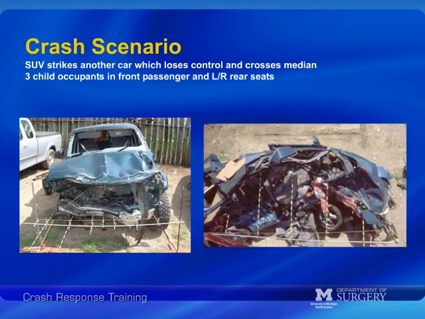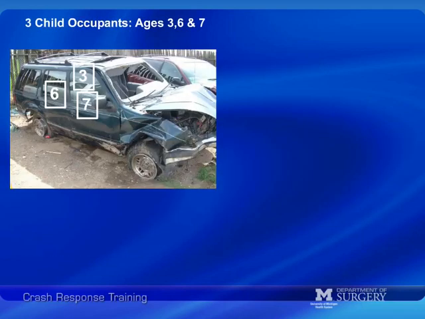The SUV on the left has a lot of damage across its entire front, so the SUV experiences a frontal crash. The other vehicle, the struck vehicle, sustains very significant damage with a lot of intrusion into the occupant compartment, and the driver of this struck vehicle was dead at the scene. Our case vehicle had 3 child occupants aged 3, 6, and 7. The 3-year-old was in the left rear, the 6-year-old was in the right rear, and the 7-year-old was in the right front.